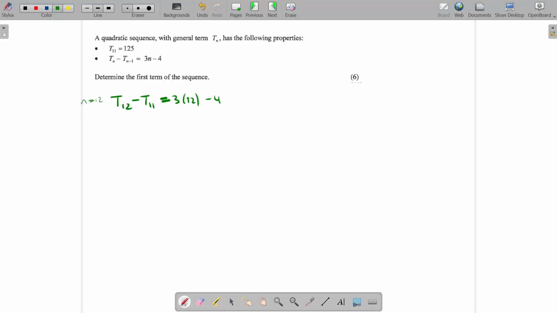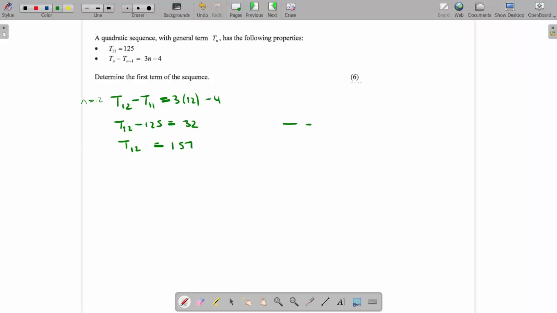Okay, if I do that, I get term 12 minus term 11 equals this. But we know that term 11 was 125. Therefore, term 12 minus 125 equals 36 minus 4, so that would be 32. So we know that, therefore, term 12 equals 125 plus 32, which is 157, okay?